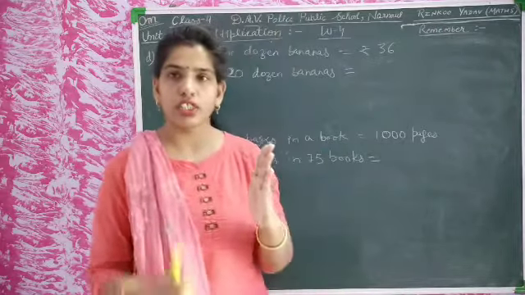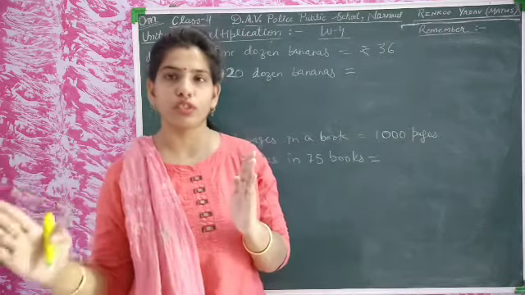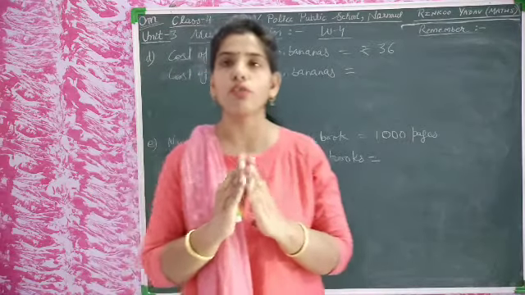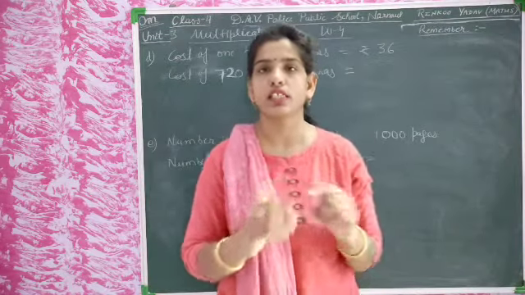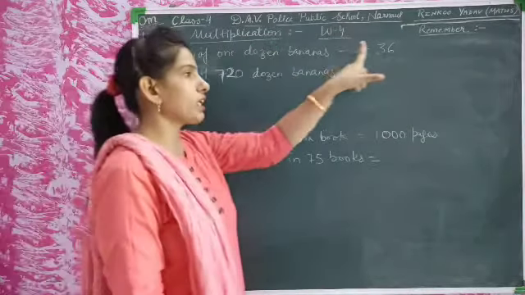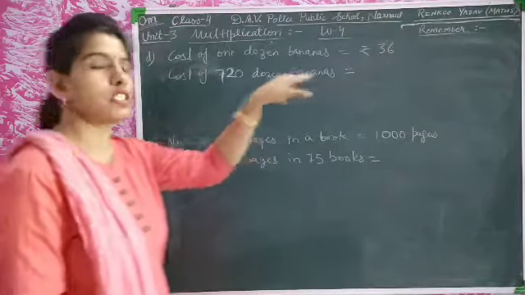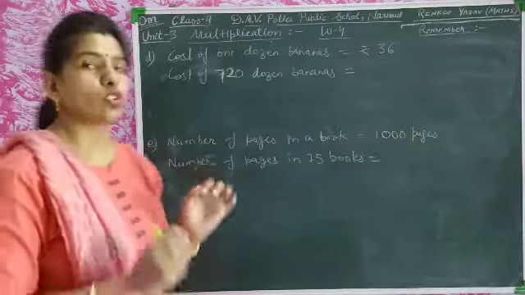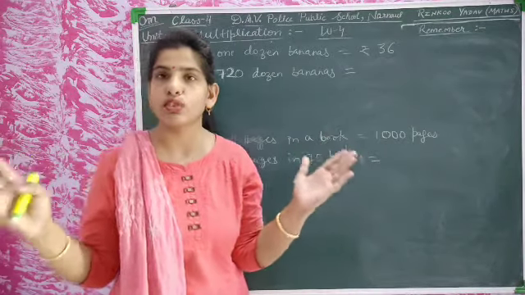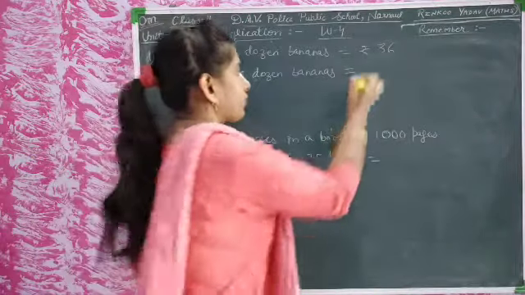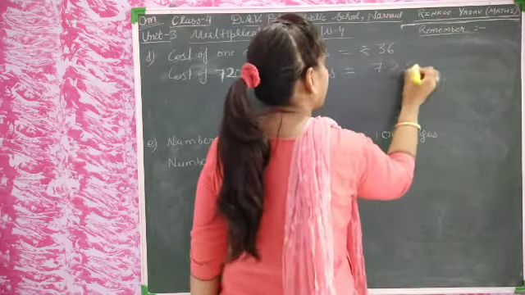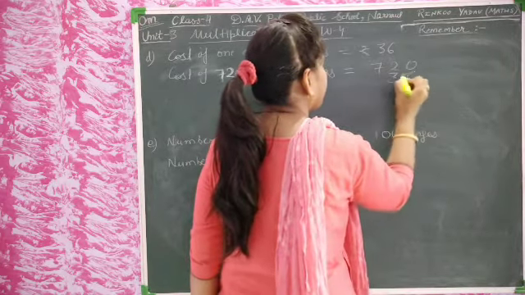There is 1 dozen, 2 dozen, 3 dozen, 4 dozen bananas. We have to find the cost of 720 dozen bananas, and it is given that the cost of 1 dozen bananas is 36 rupees. It means we have to get more, so we are multiplying there. This is 720 multiplied by 36.